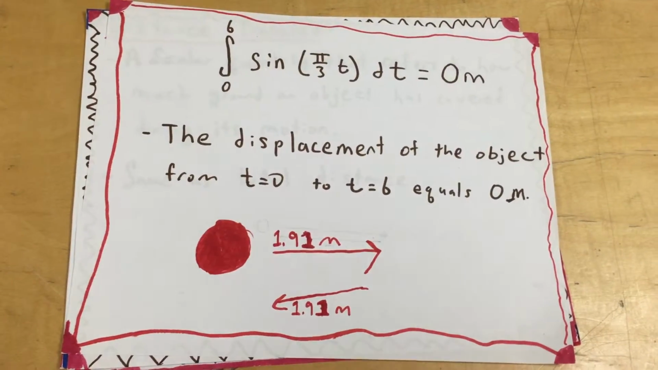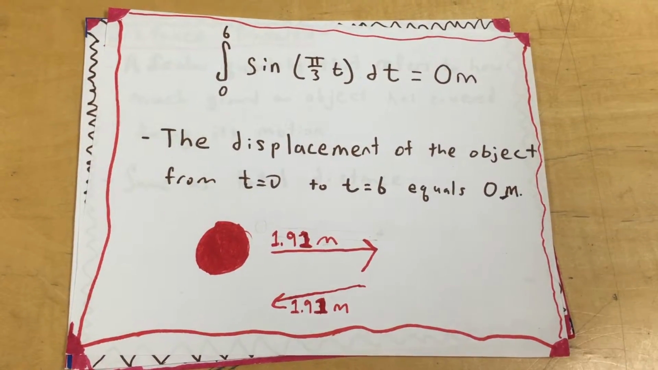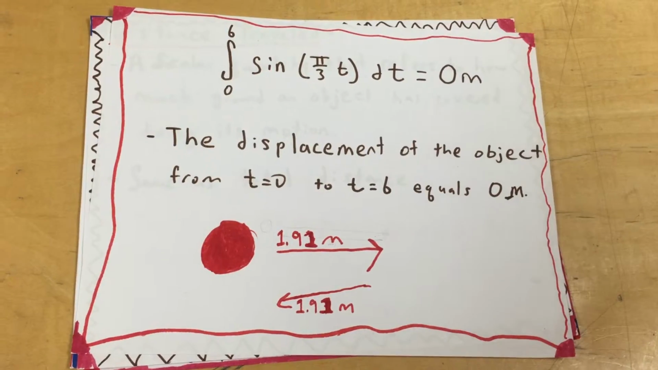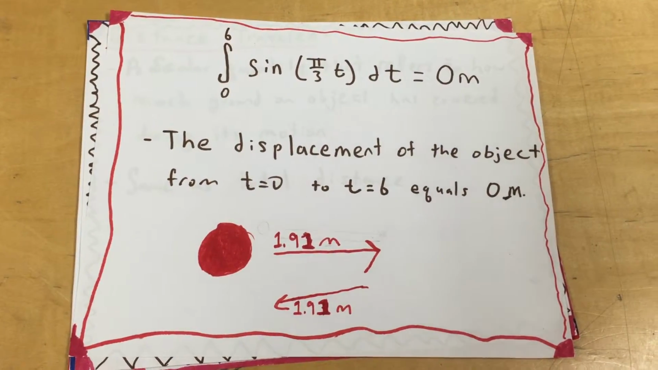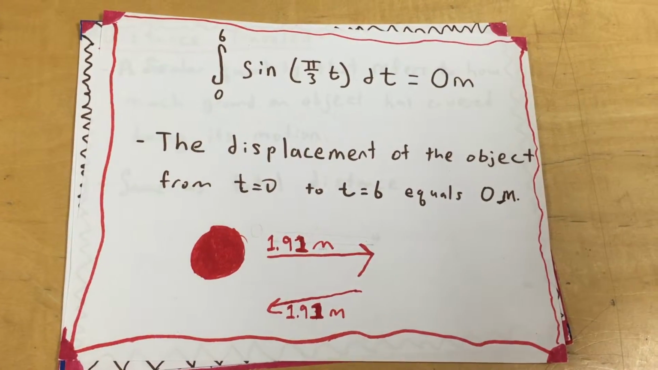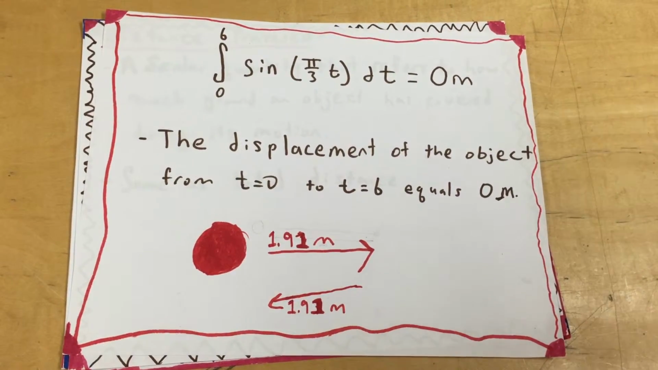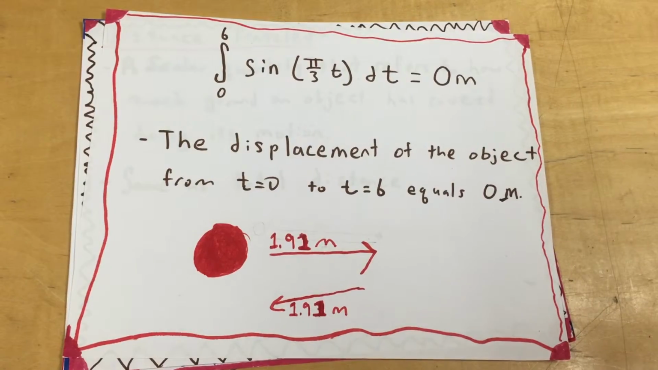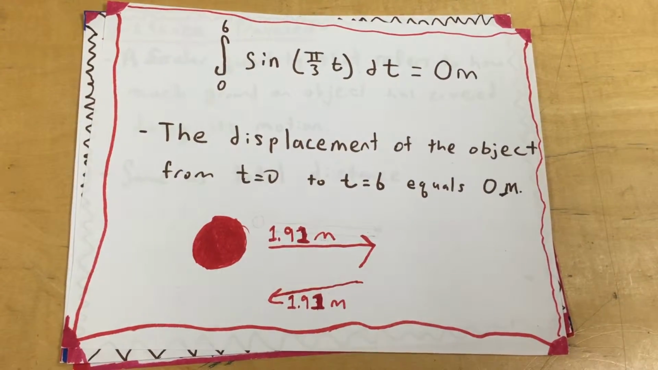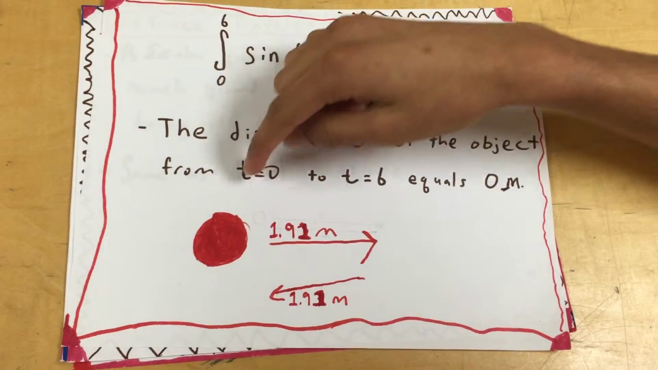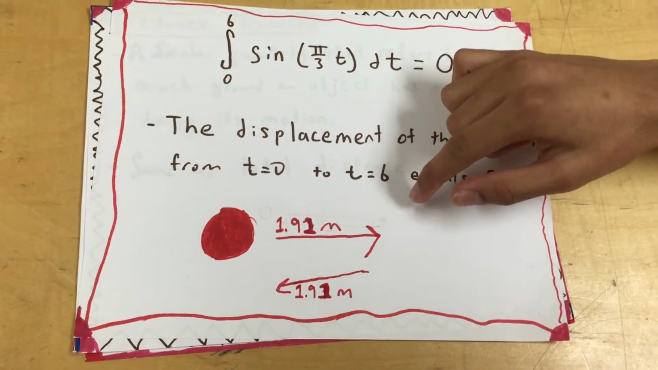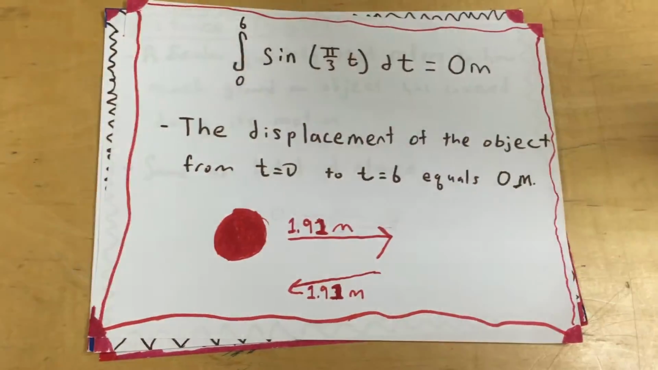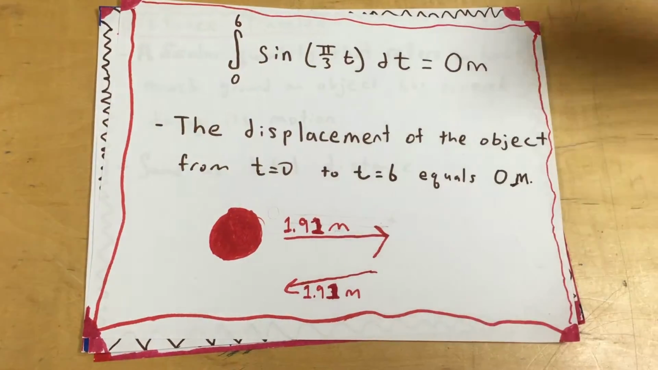To solve this example problem, we put the function sine of pi over 3t into the integral. So we get the integral from 0 to 6 of sine of pi over 3t dt. If you solve this on your calculator, you'll get 0 meters. So the displacement of the object from t equals 0 to t equals 6 equals 0 meters. Here we have an illustration of the object. It would go to the right 1.91 meters and then back 1.91 meters. So its starting and ending position would be the same. That's why it's 0 meters.